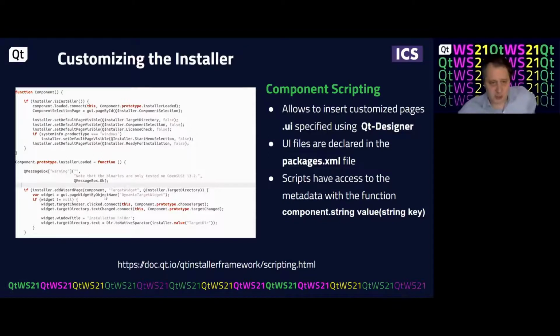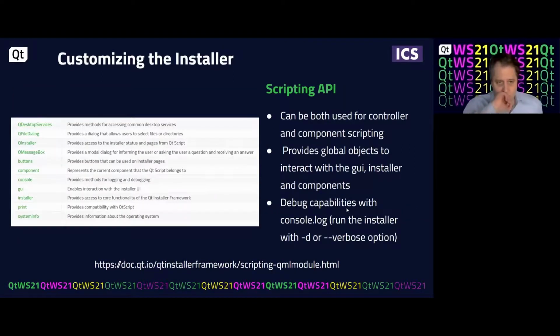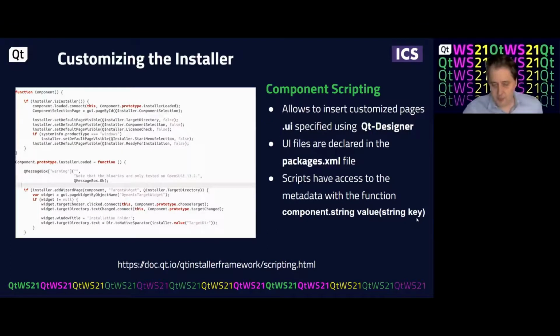Now, I may want to have access to the metadata. The function that I can use here is value, right? Value, which returns a string. I give it the key, which is the XML tag.